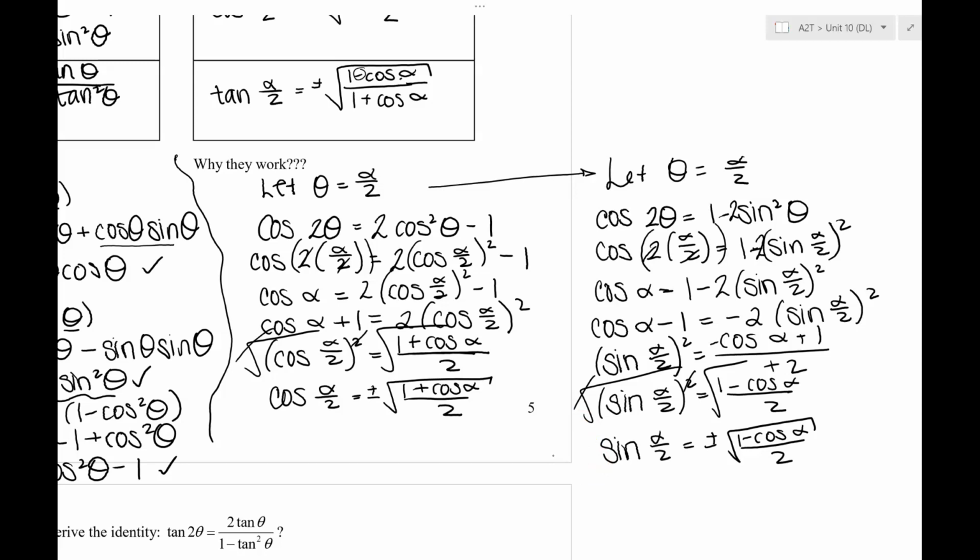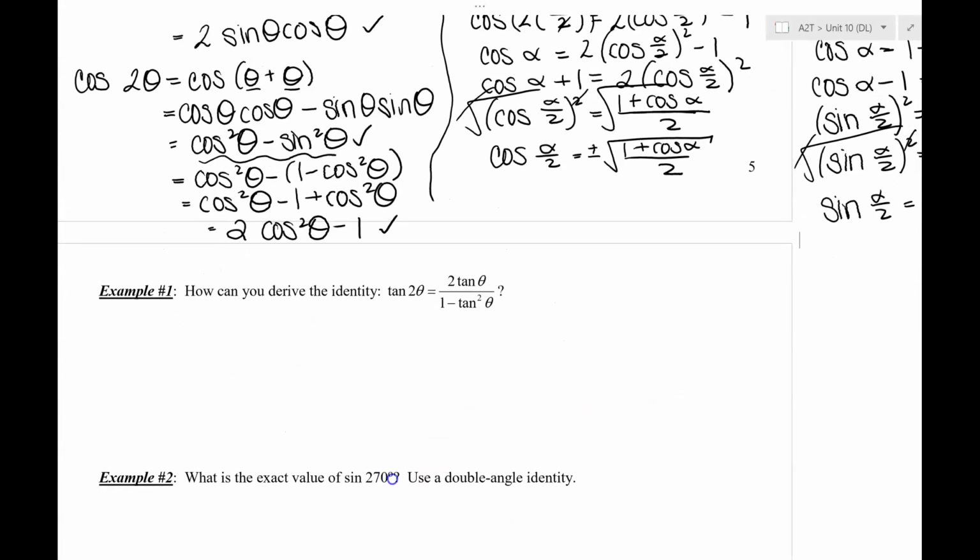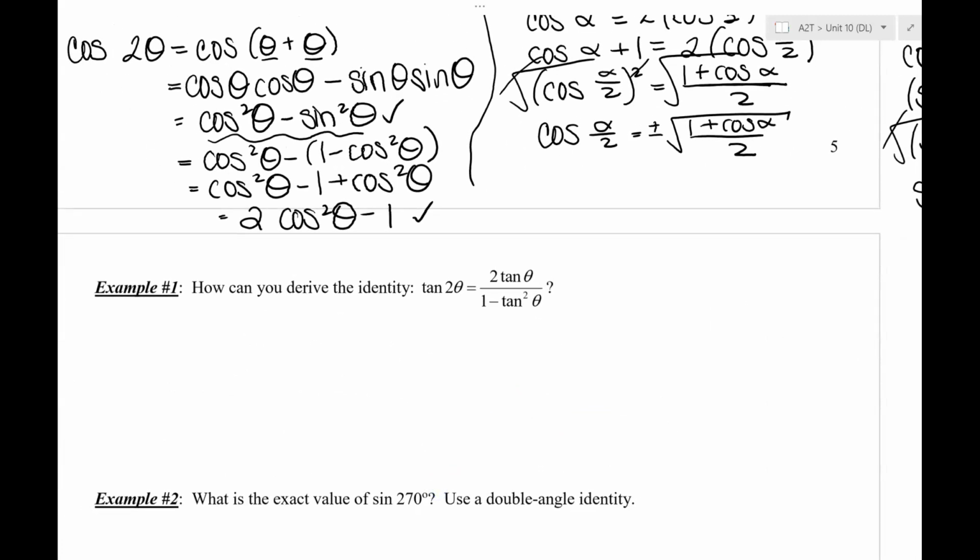Okay? Yes, pretty cool. All right, let's get into the good stuff. How do we use this? Well, we can use it to derive some identities. Okay, so how can you derive the following identities?